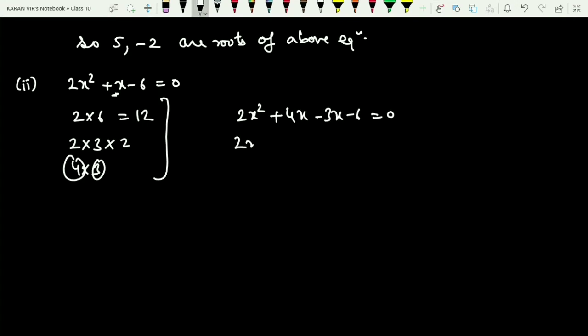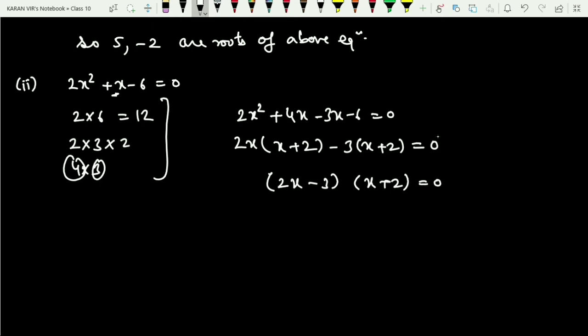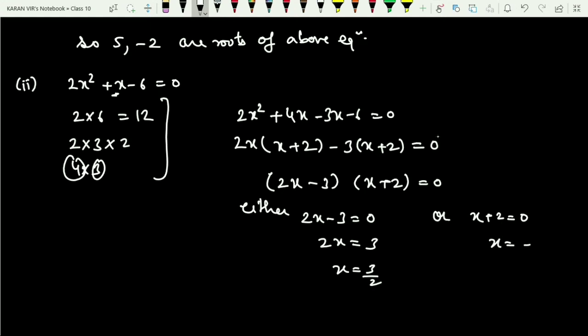And when you take 2x common from this, this will be x plus 2 minus 3 into, again, x plus 2 is equal to 0. This will be 2x minus 3 into x plus 2 is equal to 0. So either 2x minus 3 is 0, so it implies 2x is equal to 3, so x is equal to 3 upon 2, or x plus 2 is equal to 0, this implies x is equal to minus 2. So minus 2 and 3 by 2 are the roots of this equation.